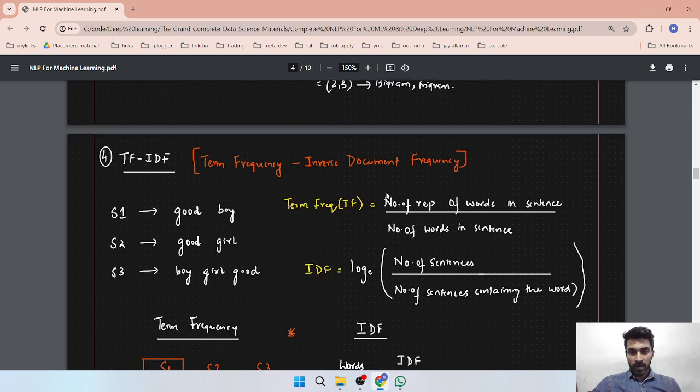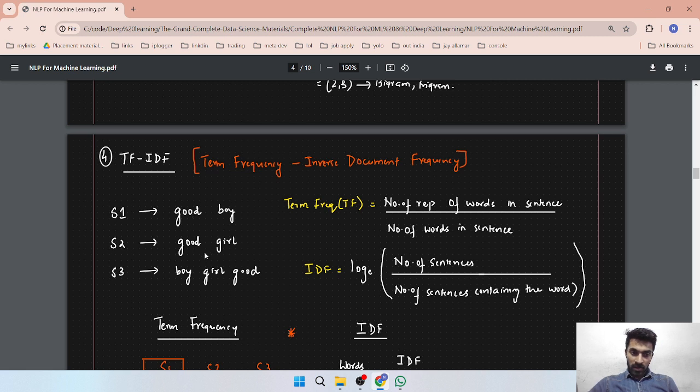Now coming to IDF. Term frequency gives you the frequency of the word in the sentence. Now inverse document frequency will help you identify which word is repeating many more times. If the word is coming in every sentence, this formula will give it a lower weightage. The formula is log of the total number of sentences divided by the number of sentences in which the word is present.